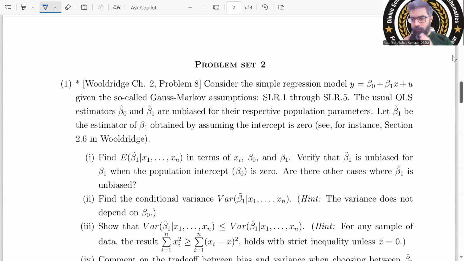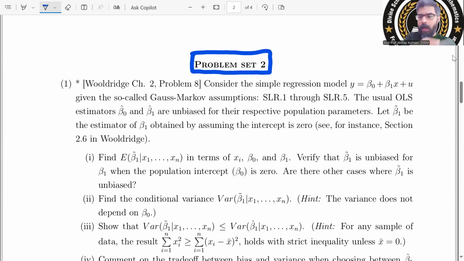So for all those students who have taken up the EC2C4 Econometrics 2 course, we are going to start with the discussion of problem set 2 in this particular lecture. And I'm going to solve problem 1 completely in this lecture. So let's quickly start.